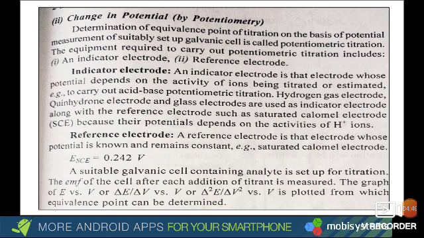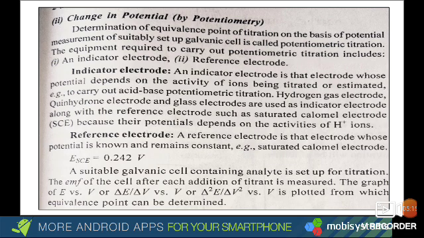First we will discuss what an indicator electrode is. An indicator electrode is that electrode whose potential depends upon the activity of the ion being titrated or estimated. That means the indicator electrode will actually indicate the change, so it depends upon the activity of the ion being titrated. The ion which you are going to titrate, whose unknown concentration you have to find out, the indicator electrode depends on that. Okay, so what is the example?